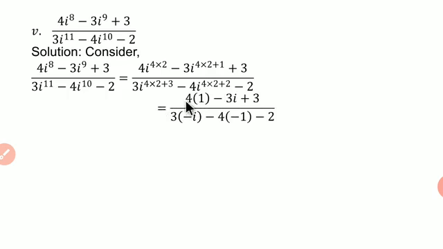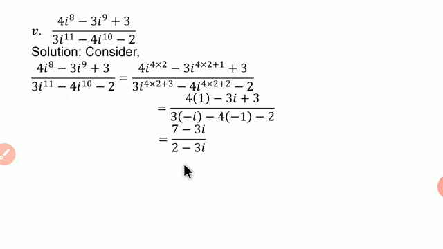So put all these values here, you get 4 into 1 plus 3 into i, 3 into minus 1 minus 4 into minus 1. So using these values, we get the expression as 4 into 1 minus 3 into i plus 3 whole divided by 3 into minus i minus 4 into minus 1 minus 2. So it is equal to 4 into 4 plus 3, it is 7 minus 3i. Here we get minus minus plus 4 minus 2, it is 2, and this is minus 3i.